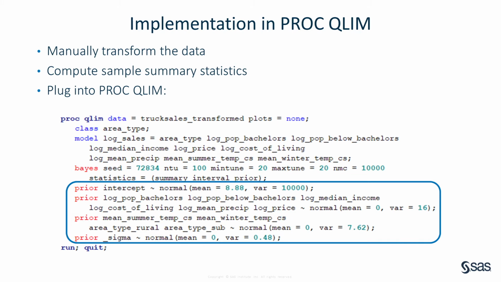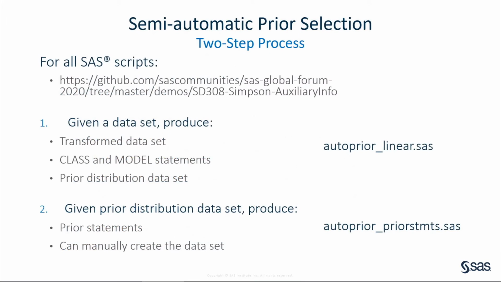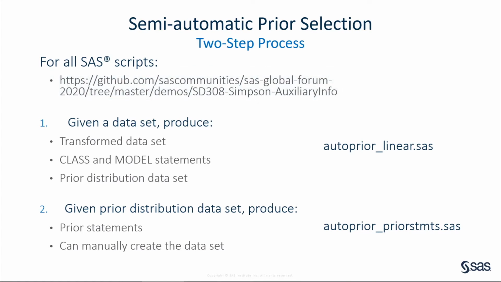The prior statements are in the blue box on the slide. This process can be quite tedious. Instead, I have a semi-automatic process you can use to automatically generate the prior statements for you. Scripts for this process are available on GitHub at the URL shown on the slide. The process is 2 steps.